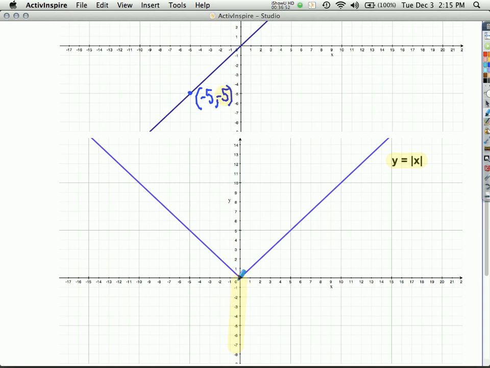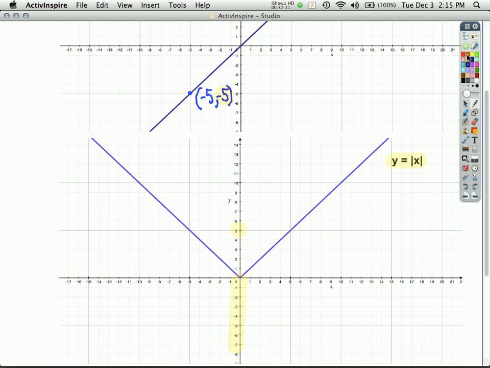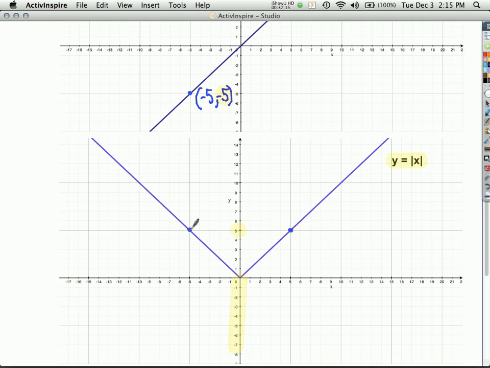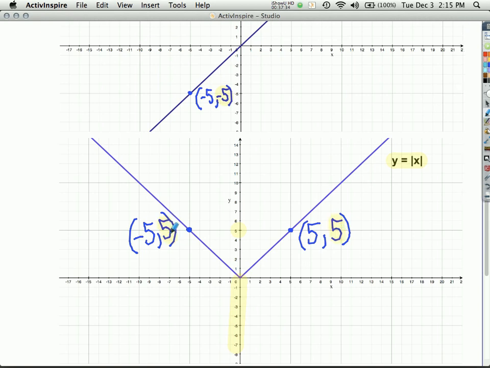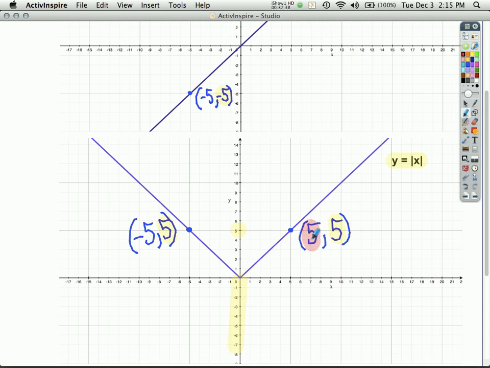Well, let me put it all together for you because I'm using this to explain why there are two solutions to an absolute value equation. There's two solutions to solving every absolute value equation because look, for the y value of 5, there are two different x values. Look at this point right here and this point right here. The coordinates of this point are 5, 5. The coordinates of this point are -5, 5. The y value is the same. The x values are opposites.